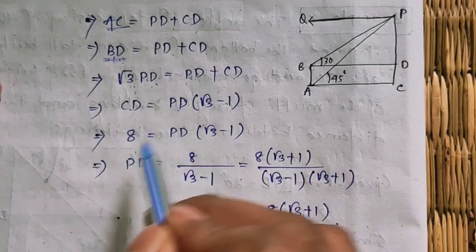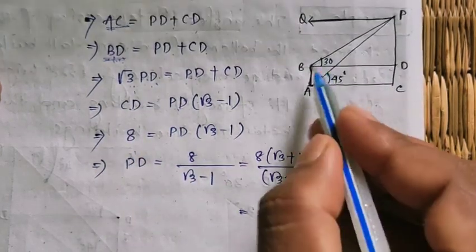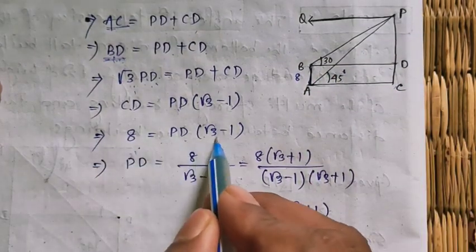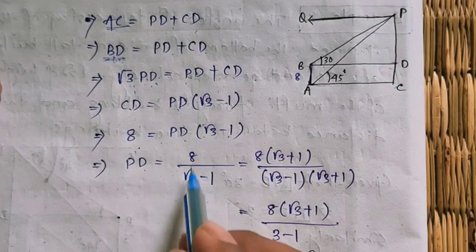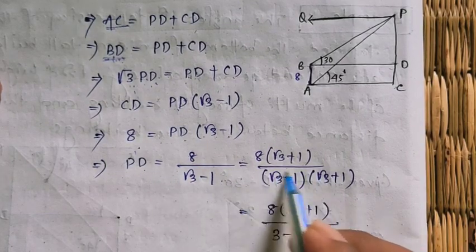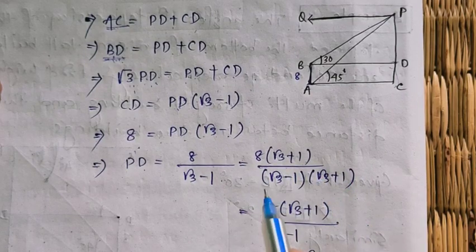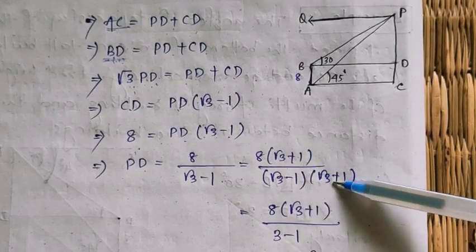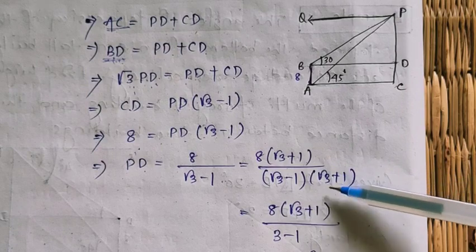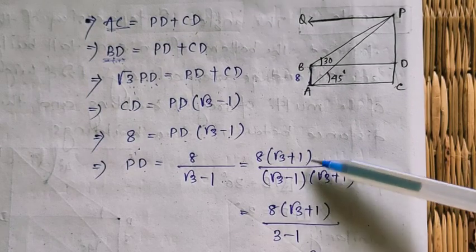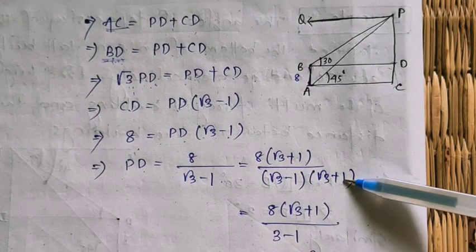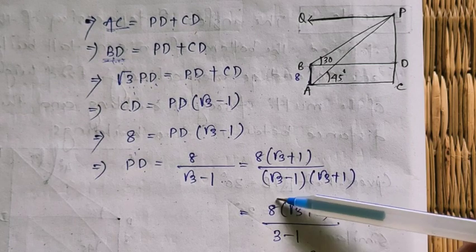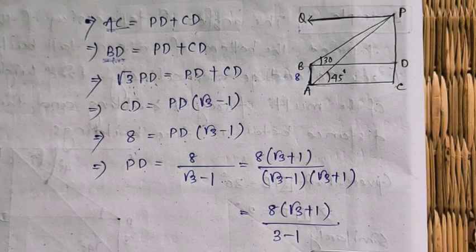From here, CD is 8, because the given building is 8 meters, so CD is also 8. So CD is equal to 8, which is equal to PD into root 3 minus 1. So PD will be 8 by root 3 minus 1. We have to rationalize the denominator. To rationalize the denominator, we multiply root 3 plus 1 in both numerator and denominator. So 8 into root 3 plus 1 over root 3 minus 1 into root 3 plus 1. This will be root 3 squared minus 1 squared, that is 3 minus 1, which is 2.